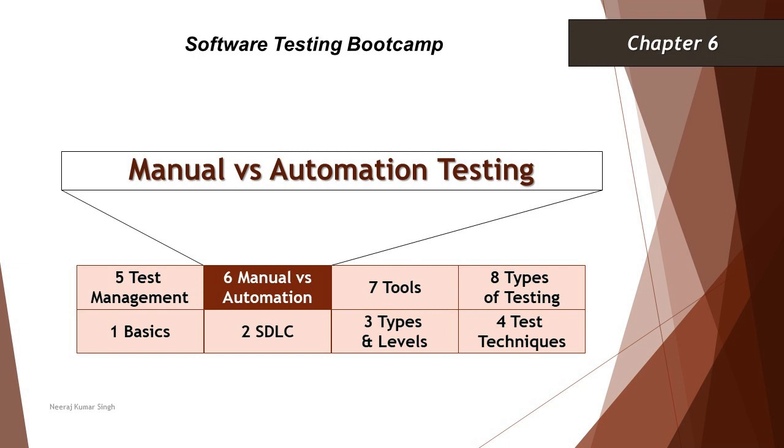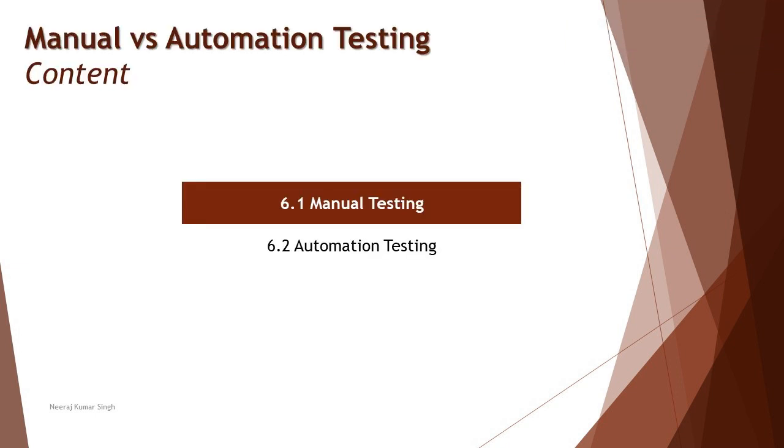Welcome back to another tutorial of our software testing bootcamp where we are learning the fundamental concepts of software testing. Today we'll be stepping into the next chapter, chapter 6, talking about manual versus automation testing. Here we'll get a glimpse of what exactly the difference between manual and automation is all about, and how a test engineer needs to possess certain specific skills in order to perform them in reality.